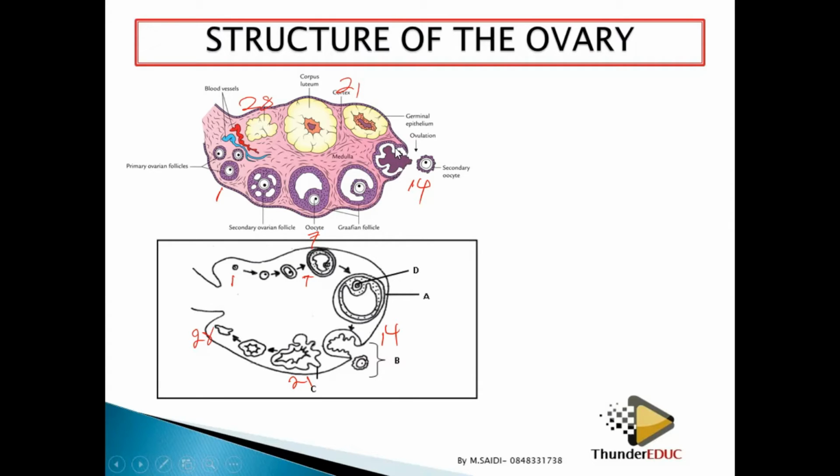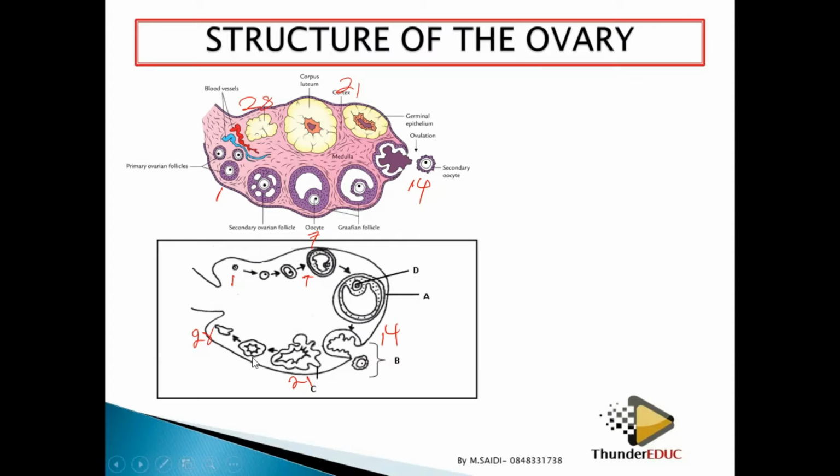The empty Graafian follicle now is being changed to corpus luteum. So now we call this one corpus luteum. And then this corpus luteum is either going to be maintained like this in this shape, or is going to start to shrink based on whether the person is pregnant or not pregnant. You're going to see all these things as we attempt some questions.